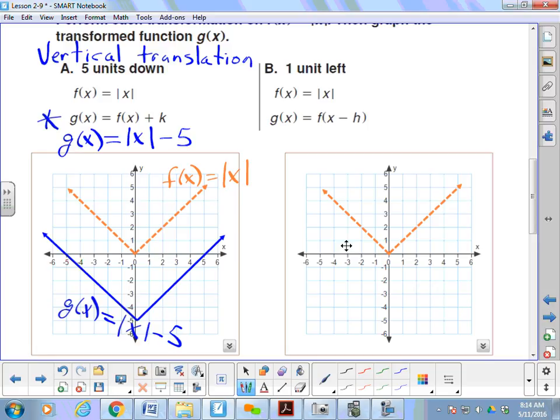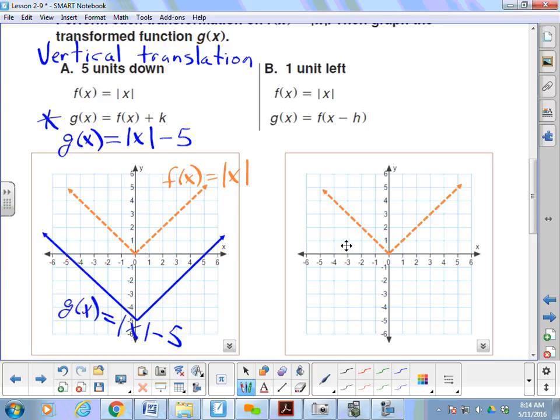All right, so the orange dotted line is f of x equals the absolute value of x, and the blue one is g of x equals the absolute value of x minus 5, because we're replacing k with -5. All right, letter B.